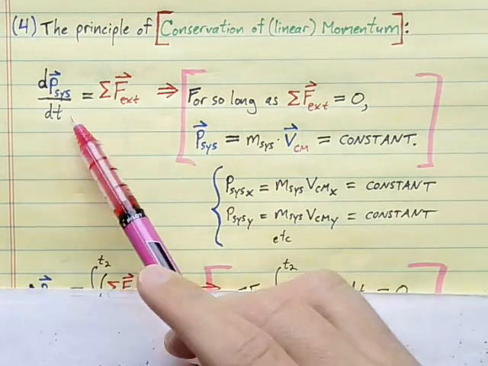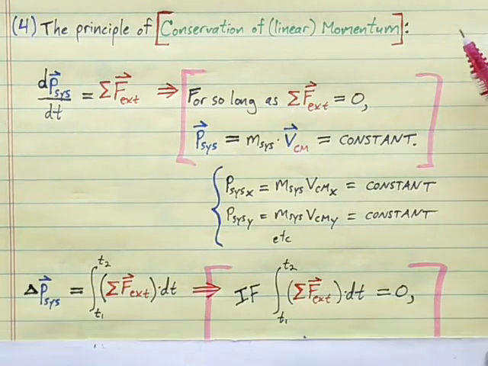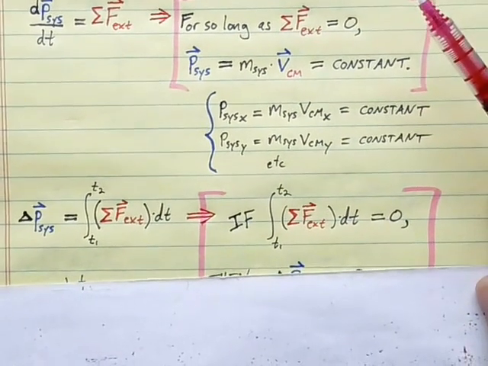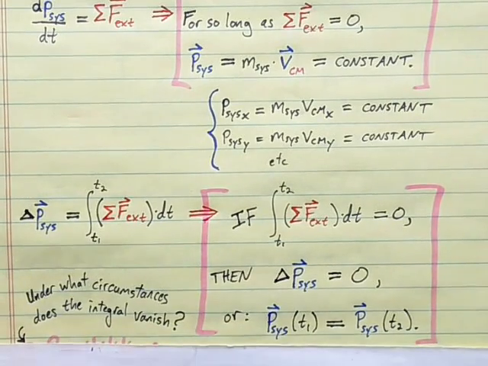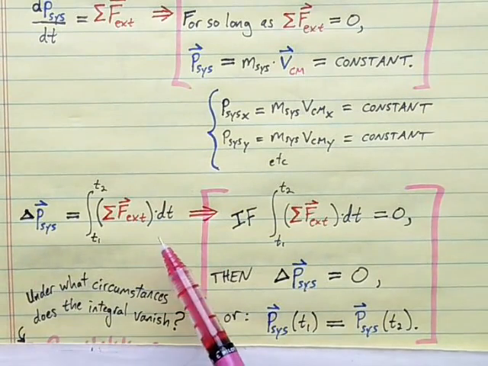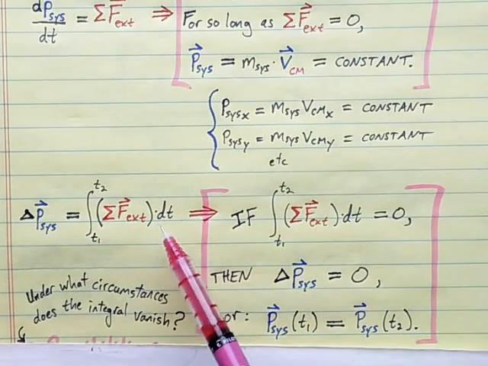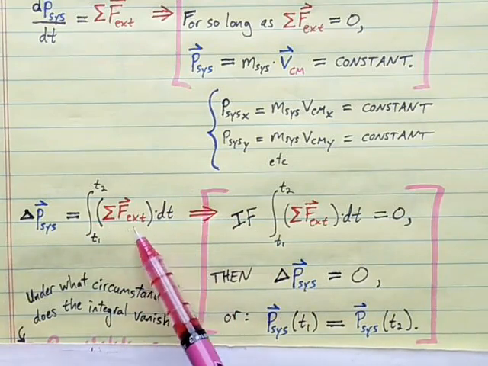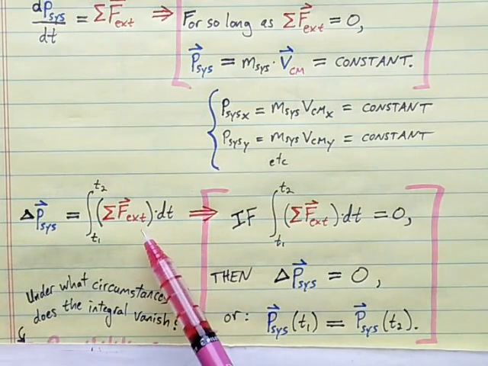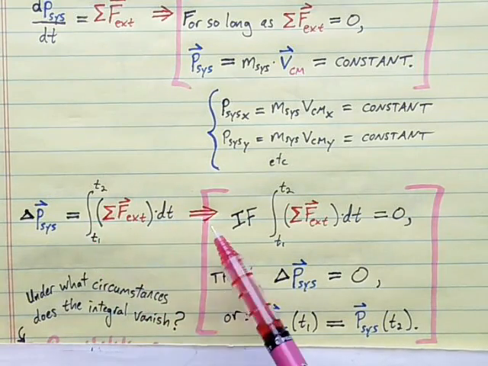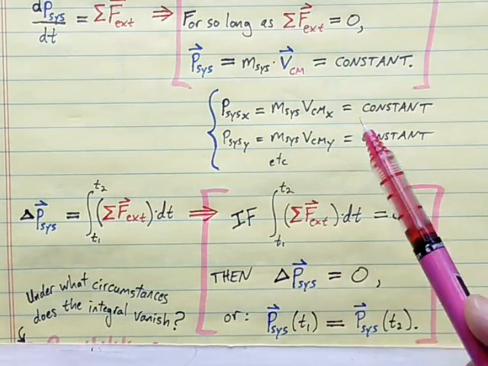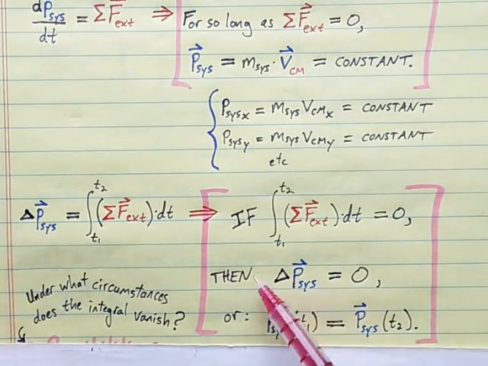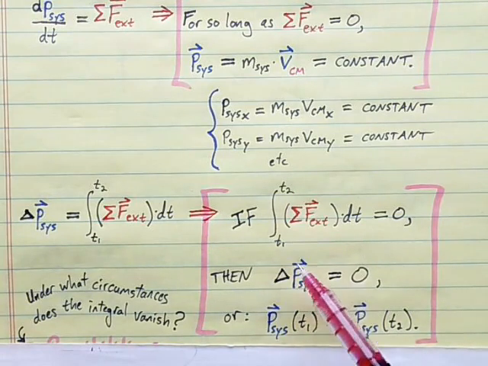If we rearrange this equation into its integral form, into sort of the impulse momentum theorem form, we could talk about conservation of momentum in a slightly different way. Here we have the suggestion that if this integral, representing the impulse imparted by the net external force on our system, vanishes from time 1 to time 2, then the change in momentum of the system during that time interval is zero.